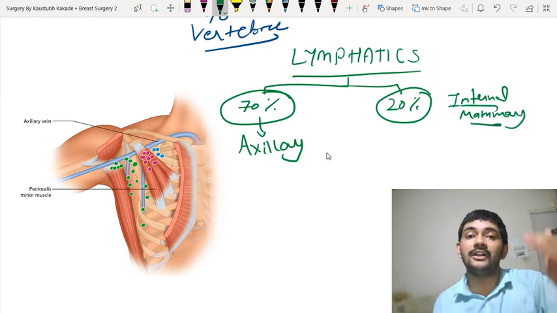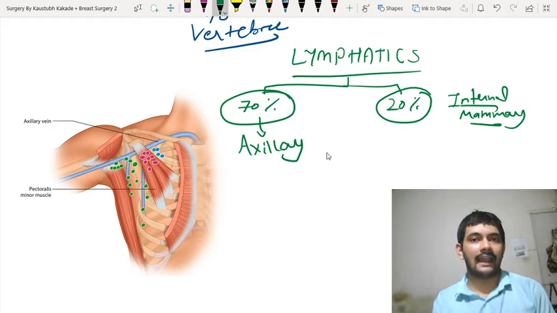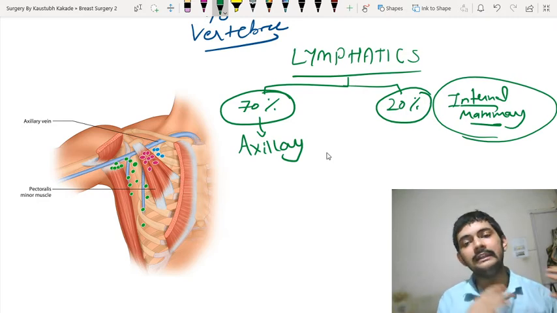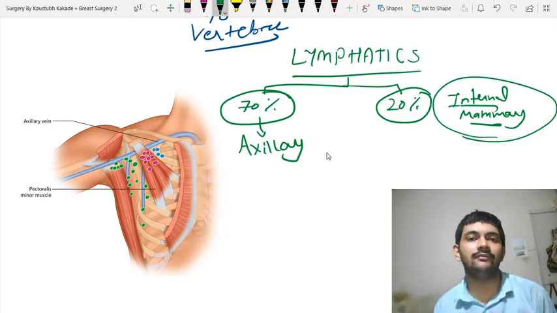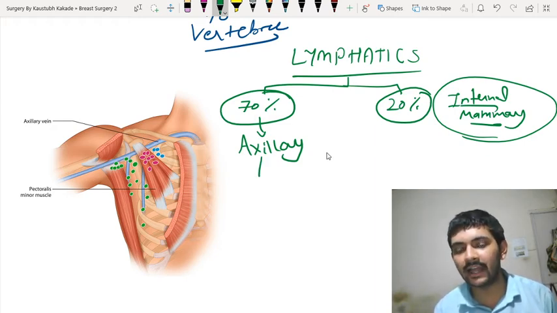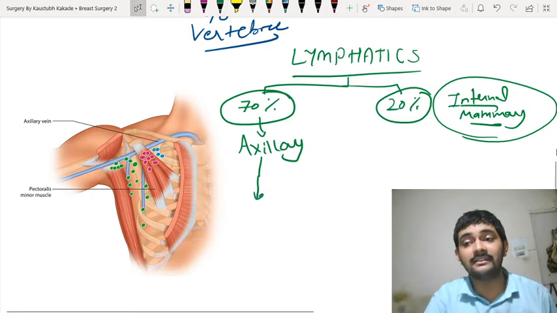That is between the two mammary glands, that is between the two breasts. We don't have much importance of internal mammary here now. Clinically, yes, we will discuss it when we go to lymph nodes and their importance in some of the upcoming videos, right? So now talking about the axillary lymph nodes.